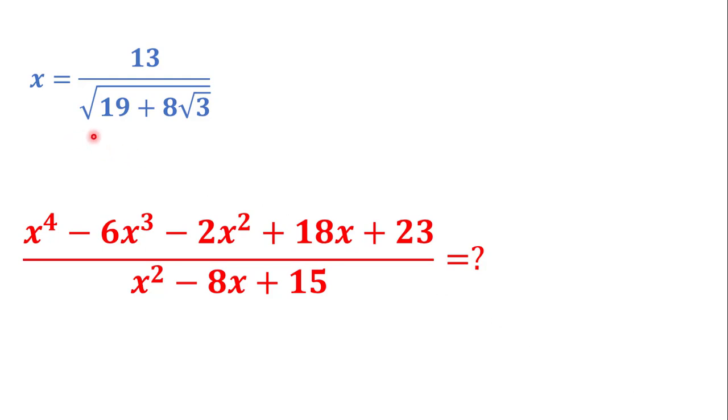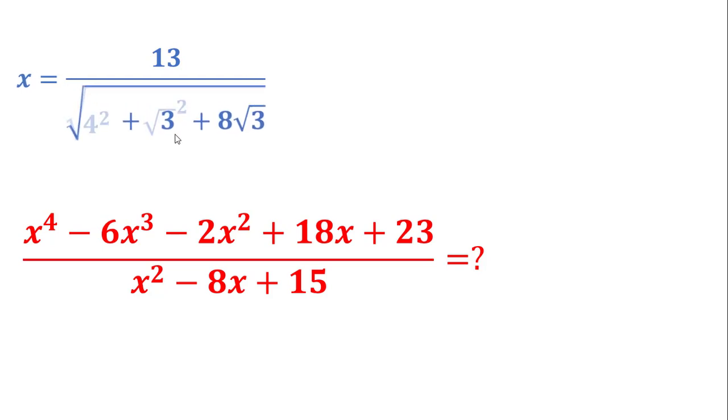To solve this problem, we can write 19 as 16 plus 3, and 16 equals 4 to the power 2, and 3 equals square root of 3 to the power of 2. 8 times radical 3 can be written as 2 times 4 times radical 3.